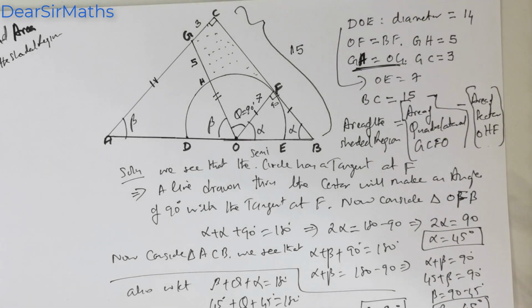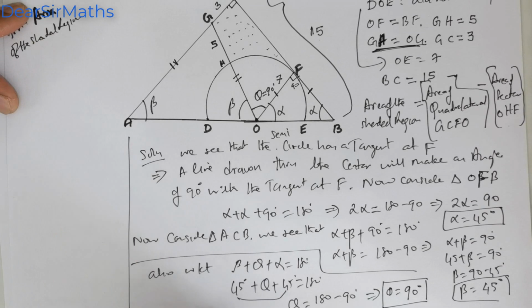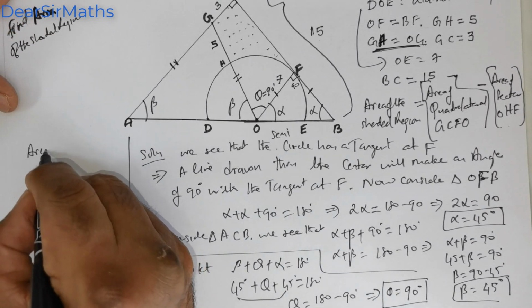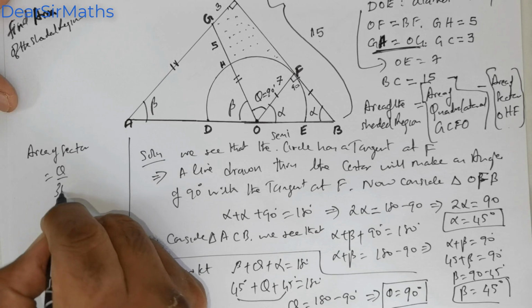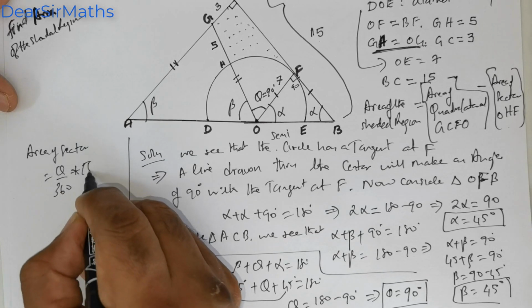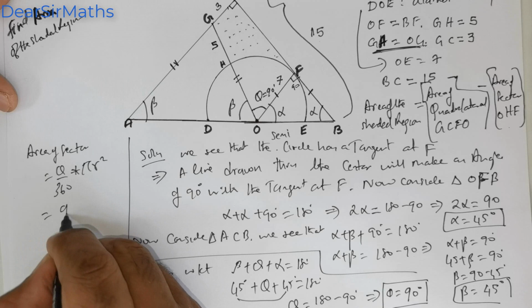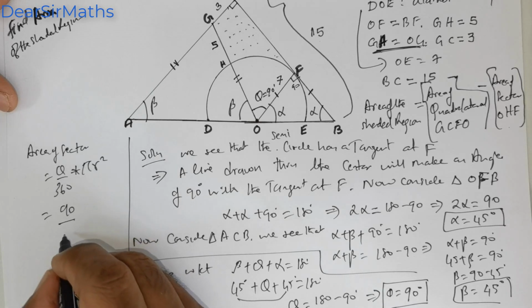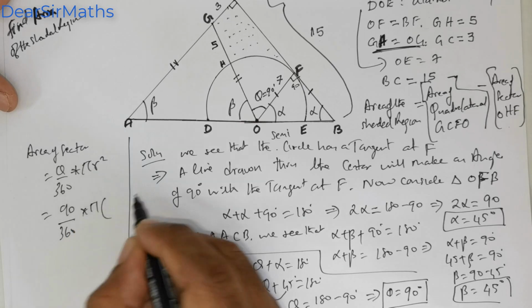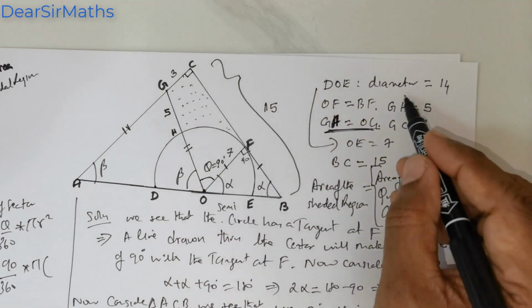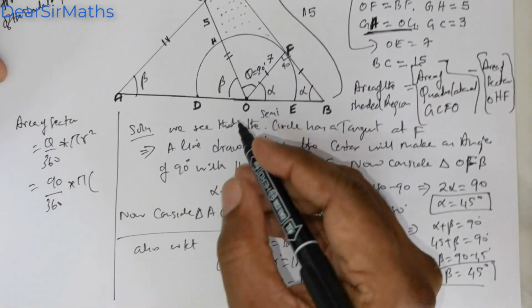So we need to use the formula, right? So what is the formula? Area of sector is equal to theta divided by 360 multiplied by pi r squared. Theta is 90, so you have 90 over 360 multiplied by pi times the radius squared. Diameter is 14 units, radius is 7 units.